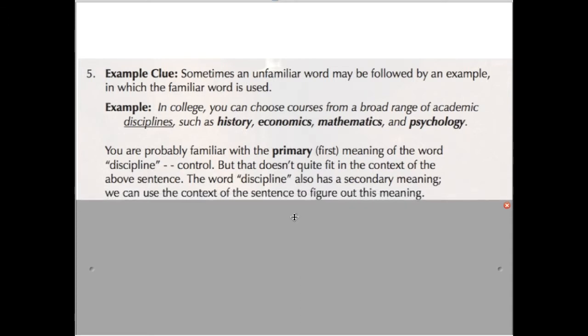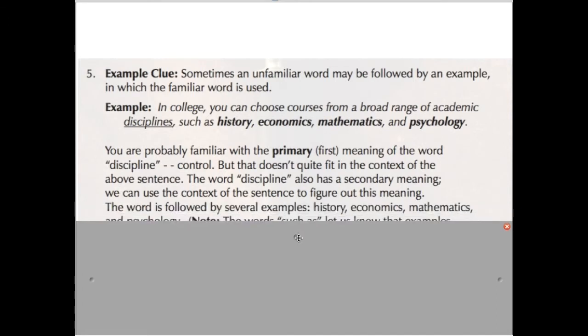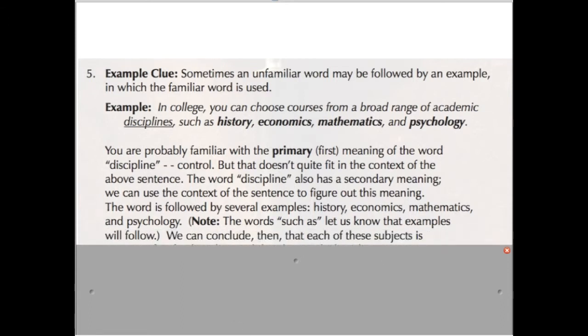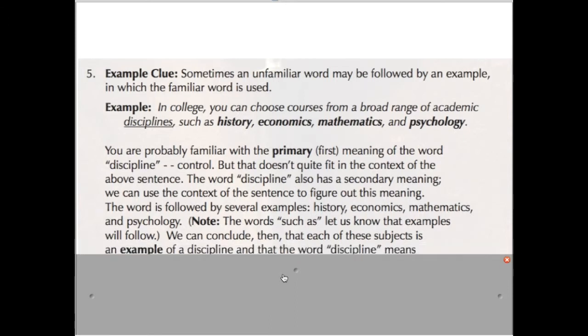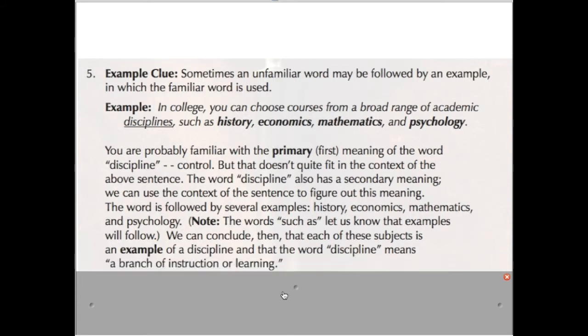We can use the context clues of the sentence to figure out this meaning. The word is followed by several examples: history, economics, mathematics, and psychology. Note the word such as lets us know that examples will follow. We can conclude then that each of these subjects is an example of a discipline, and that the word discipline means a branch of instruction or learning. For example, you have many disciplines when you come to school here. We go to reading, writing, and math.